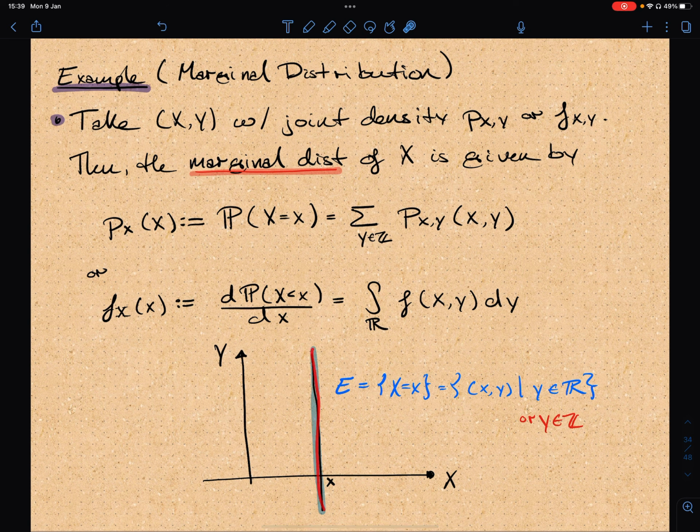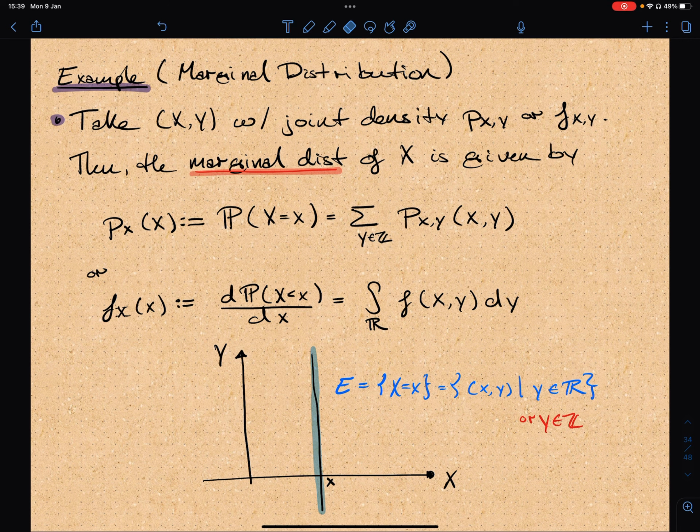And here the event is this, and we sum over this region, which means that x is fixed, and we're summing over all y, because we don't care about the value of y. We're forgetting about this value y, so we just add all these possible values of y. And each is going to contribute to the probability of x equals x.